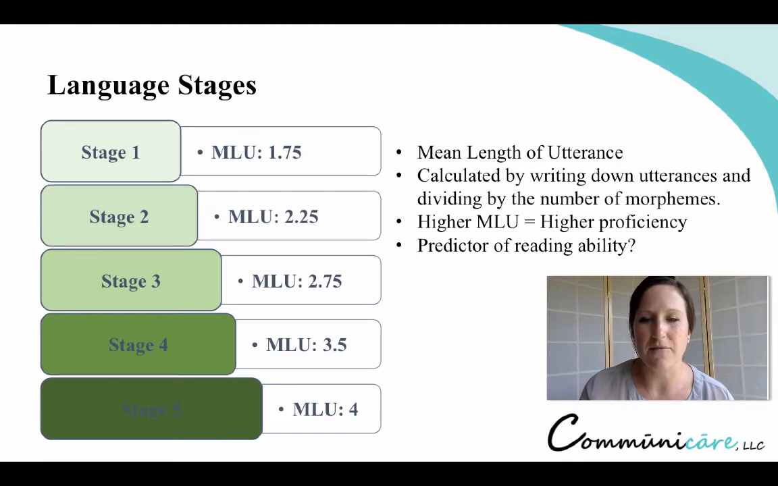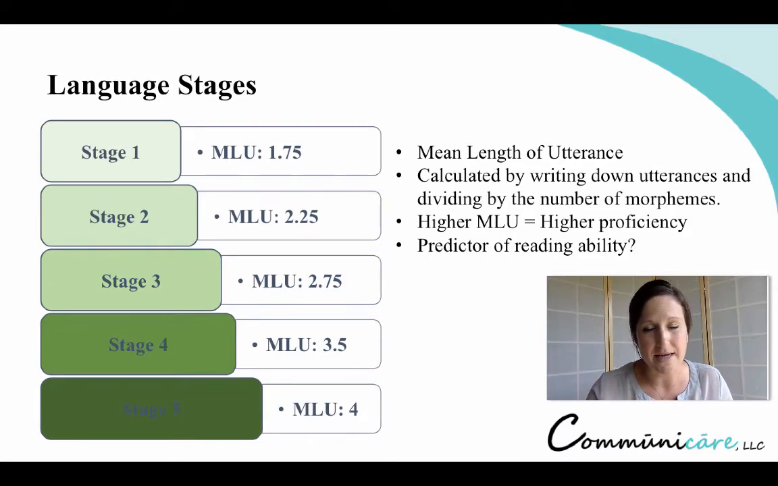For the purposes of what we need to know about morphemes, morphemes make up what is known as mean length of utterance, which is abbreviated to MLU. This is a number associated with the complexity of an individual's utterances, which therefore reflects their level of advancement as well as their language stage and stage of development. So that's why morphemes are important. MLU is calculated by writing down utterances and dividing by the number of morphemes included in that utterance. The higher the MLU, the higher the language proficiency. There's also some research to suggest that MLU is a predictor of reading ability.